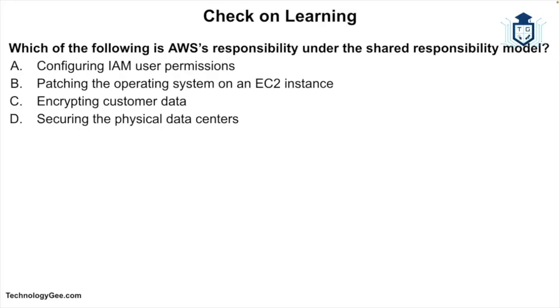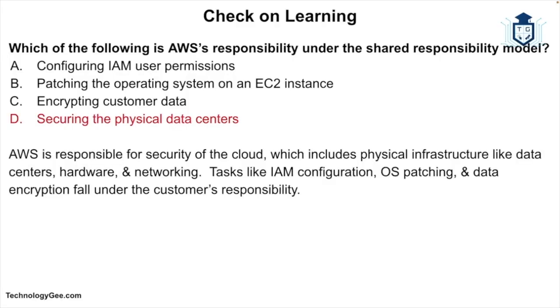So our first question is, which of the following is AWS's responsibility under the shared responsibility model? Is it configuring IAM user permissions? Is it patching the operating system on an EC2 instance? Is it encrypting customer data? Or is it securing the physical data centers? And the correct answer is securing the physical data centers.